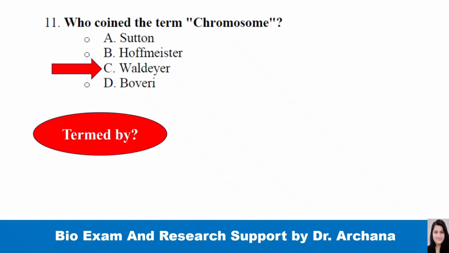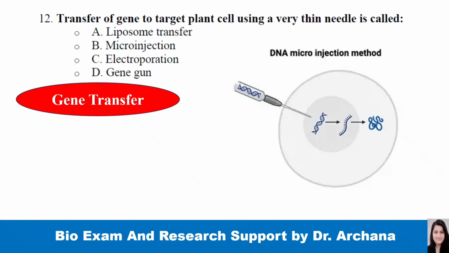Now, who coined the term chromosome? Again, a 5-second question. Waldeyer, you have to memorize it. No other options. Now, transfer of gene to target plant cell using a very thin needle is called. So there are four options, and if you read about these gene transfer methods in detail, you will find that microinjection involves directly injecting DNA into a cell using a very fine microscopic needle. So the question is asking that transfer of gene to target plant cell using a very thin needle is called, and the answer will be microinjection, right?